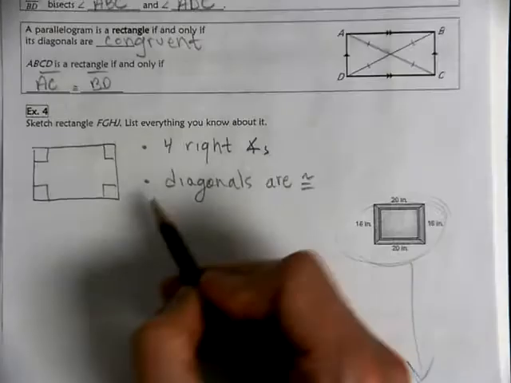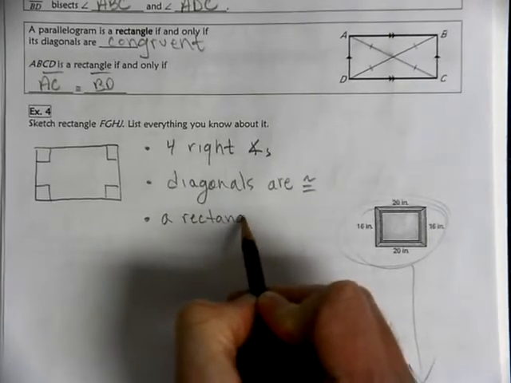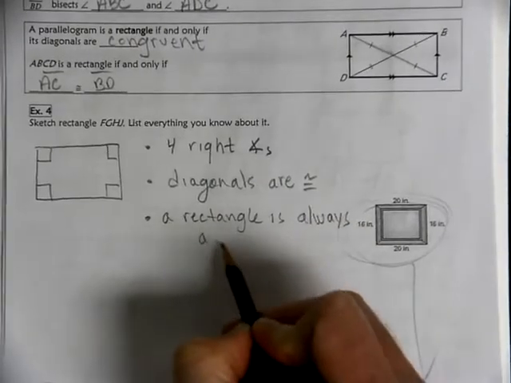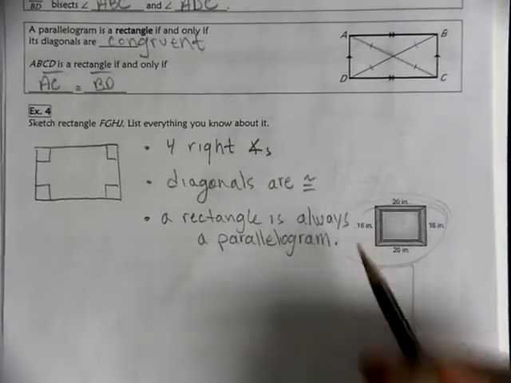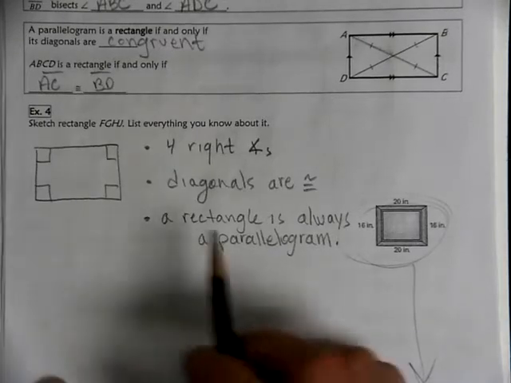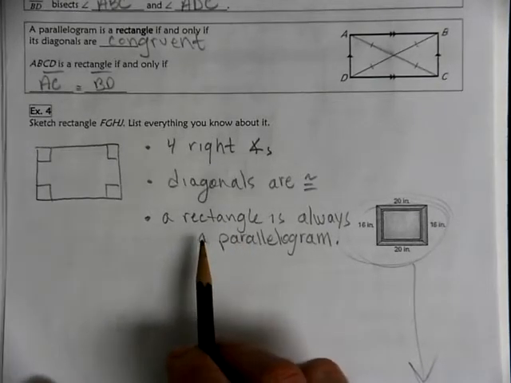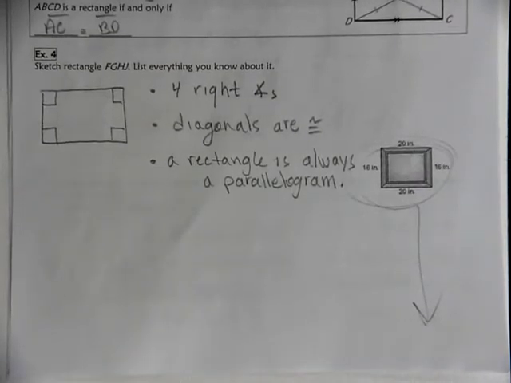We know that a rectangle is always a parallelogram. A rectangle is always a parallelogram. A parallelogram is not always a rectangle. So now, if a rectangle is a parallelogram, then a rectangle is going to have all the properties of a parallelogram. So start thinking about what those properties of a parallelogram are.